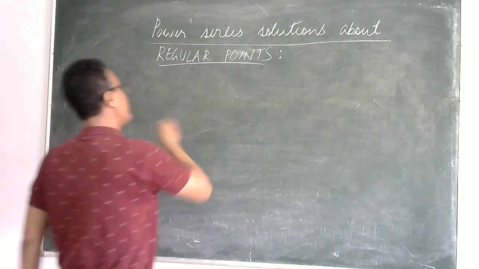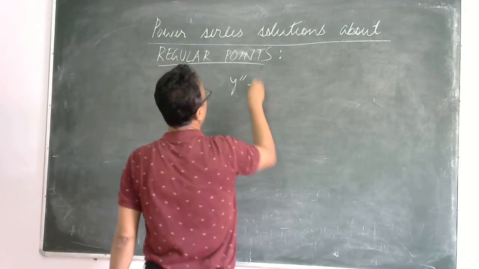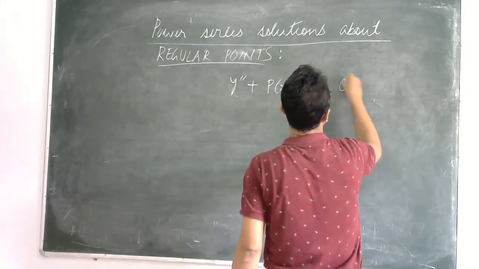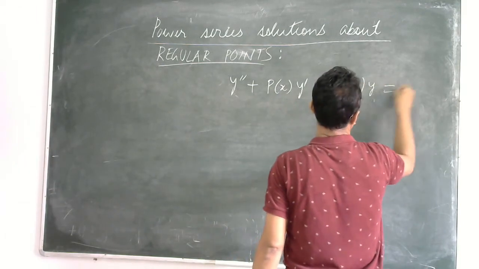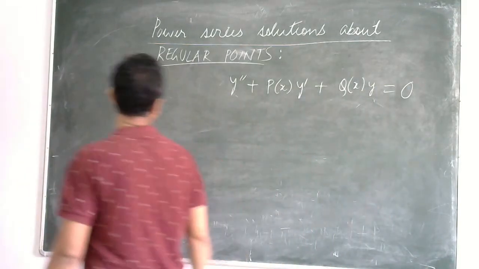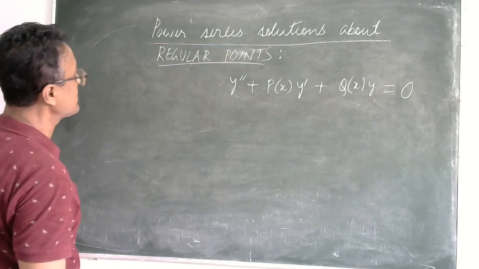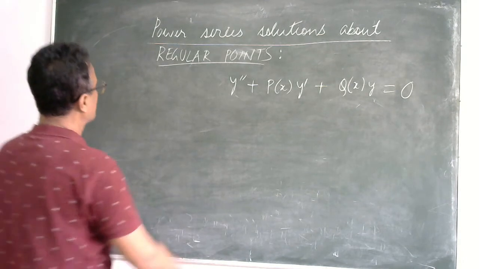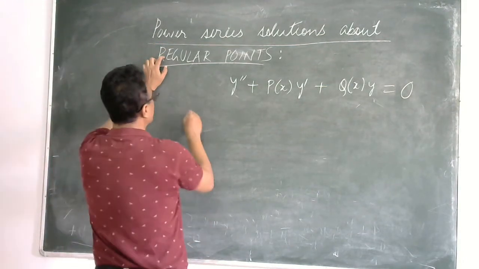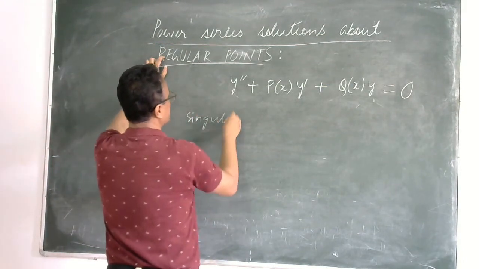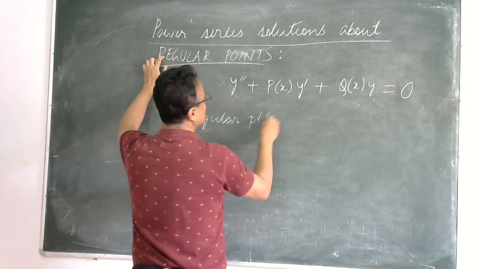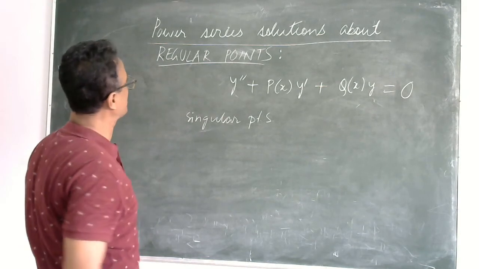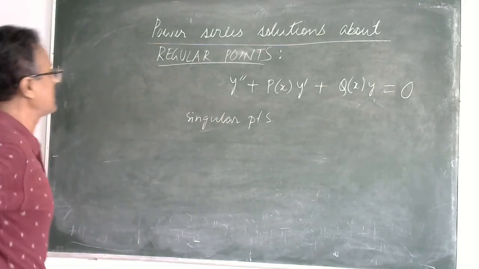So, as before, I'm going to consider this second order linear differential equation, of course, homogeneous. Okay, and now of course, these regular points, they are nothing but singular ones. They are nothing but singular points. Okay? So, what is the definition of regular point? Can somebody tell me?